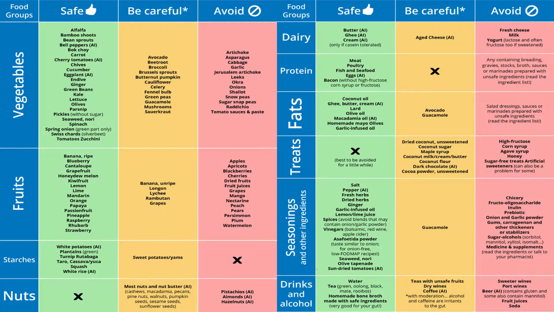So here's a partial list of the low, medium, and high FODMAP foods. And you can see there's a lot here. There's veggies, fruits, starches, nuts, dairy, protein, fat, seasoning, and yes, even drinks. And you have to make sure that you just don't eliminate all of them. There's a lot of great foods there.